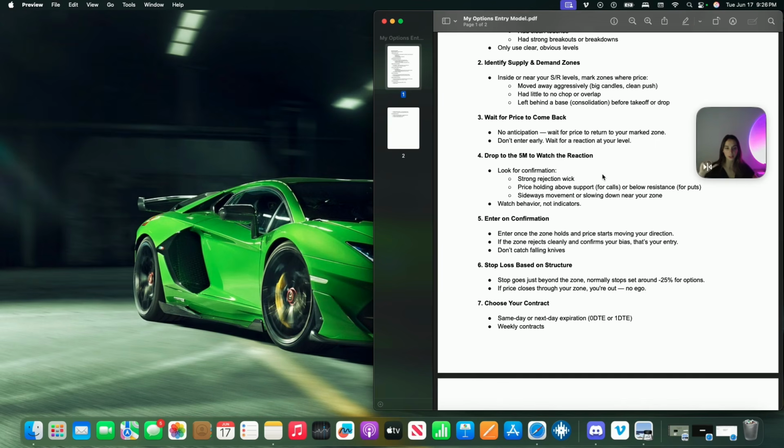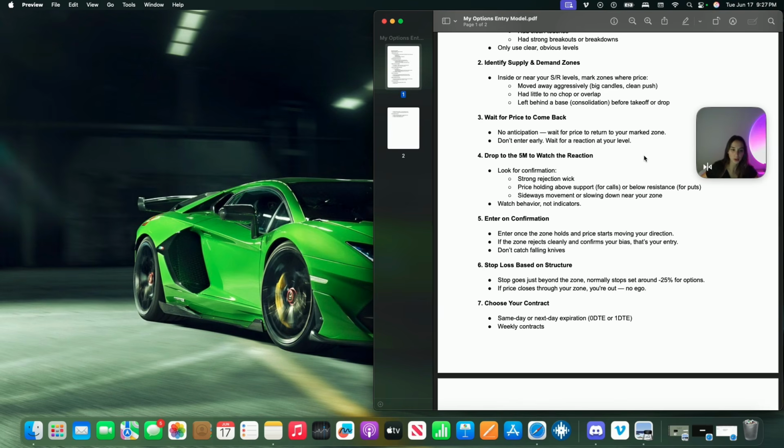So on the 5-minute, I wait to see a 5-minute candle close below a supply zone signifying that we got a reject on resistance, or I wait till we get a 5-minute close above a demand zone to signify that we got a bounce off support, or maybe we broke above a resistance level. So now I'm waiting for that 5-minute candle to actually close above there to be able to enter calls, or maybe we got a break below support, waiting for that 5-minute candle to close below support and then get in on that.